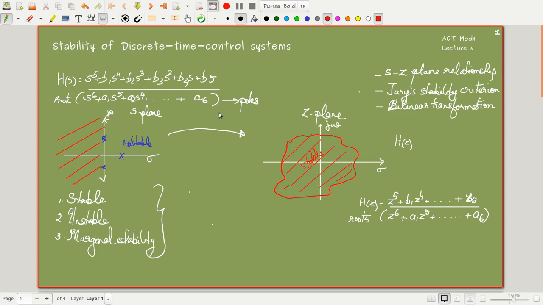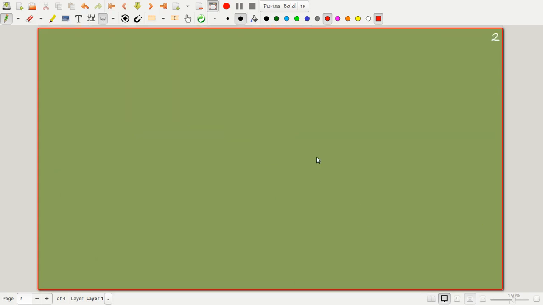For this, we know that the transformation from the S plane to the Z plane can be done using the transformation Z is equal to e raised to sT. That is what we are going to do today and see what are the conditions on the Z plane for the system to be stable, unstable, and marginally stable. Okay, so now we'll go to that.